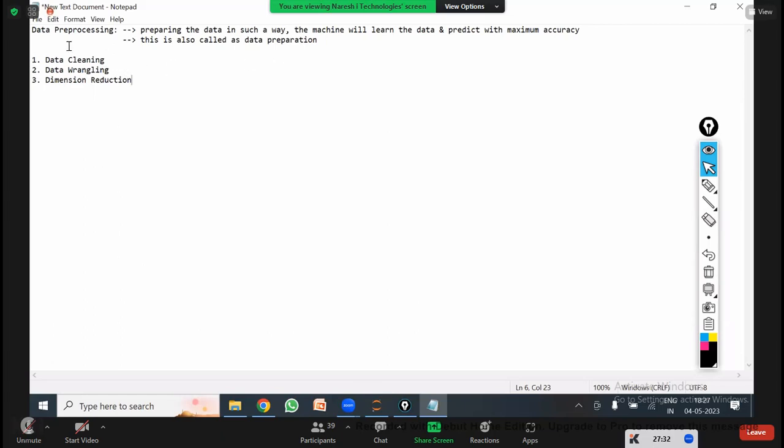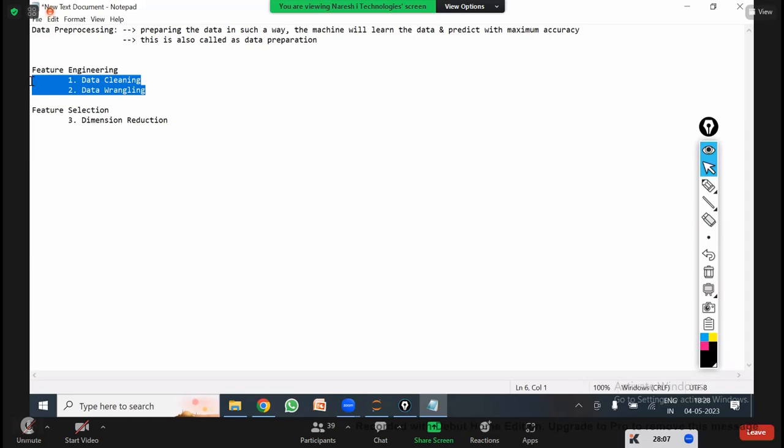So majorly, we are having basically two things. One is called feature engineering. The heading is feature engineering. And the second one is called feature selection. Feature engineering and feature selection. These are the two concepts.